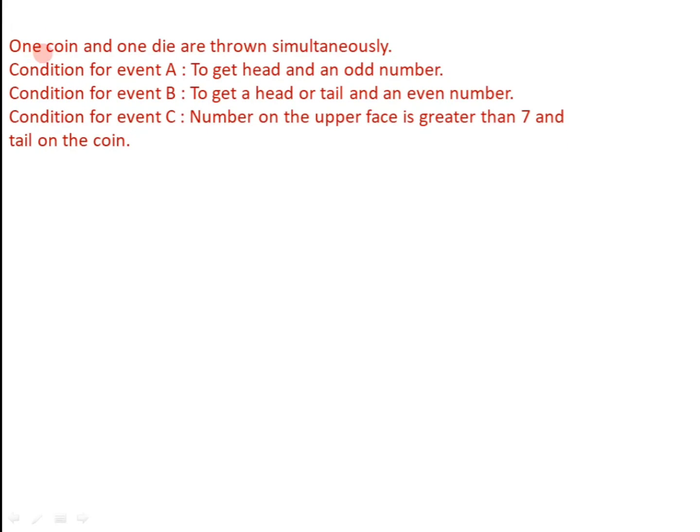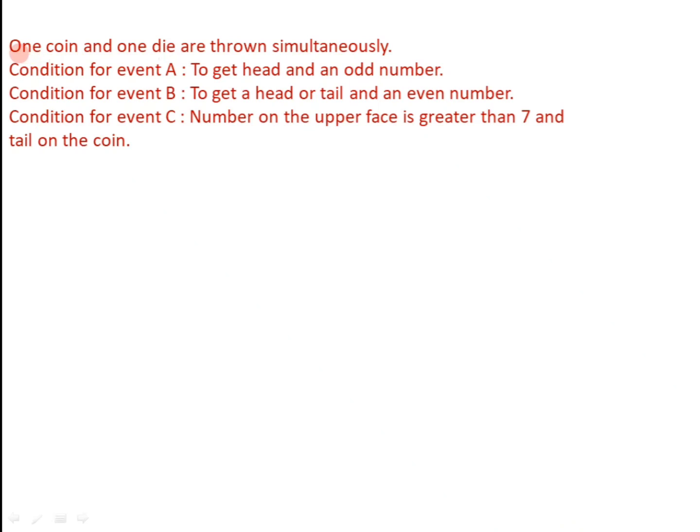Next random experiment is one coin and one die are thrown simultaneously. And the events are given here. Event A, to get head and an odd number. Event B is to get head or tail and an even number. And event C is number on the upper face is greater than 7 and tail on the coin. To find these events, first of all, we should find the sample space for this random experiment.